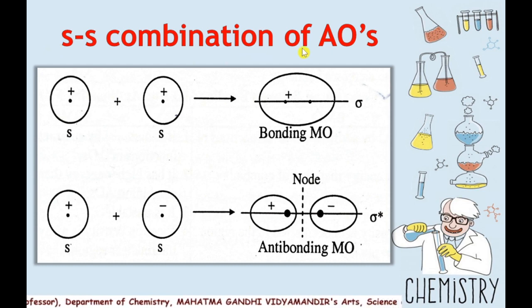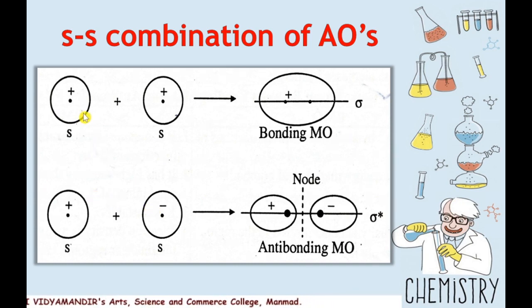SS combination of atomic orbitals. Suppose two s orbitals of two atoms combine, the wave functions describe one s atomic orbital. Two combinations of the wave functions are possible. First, where the signs of wave function are similar, and the second, when signs of wave function are different.